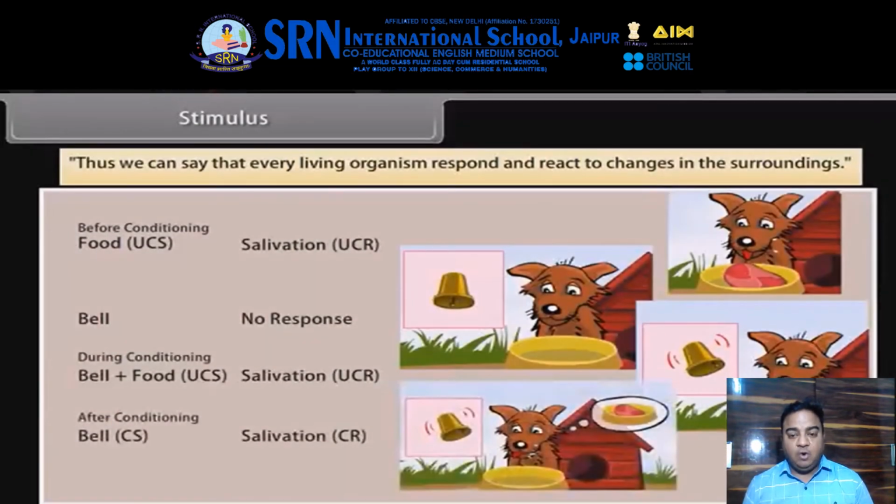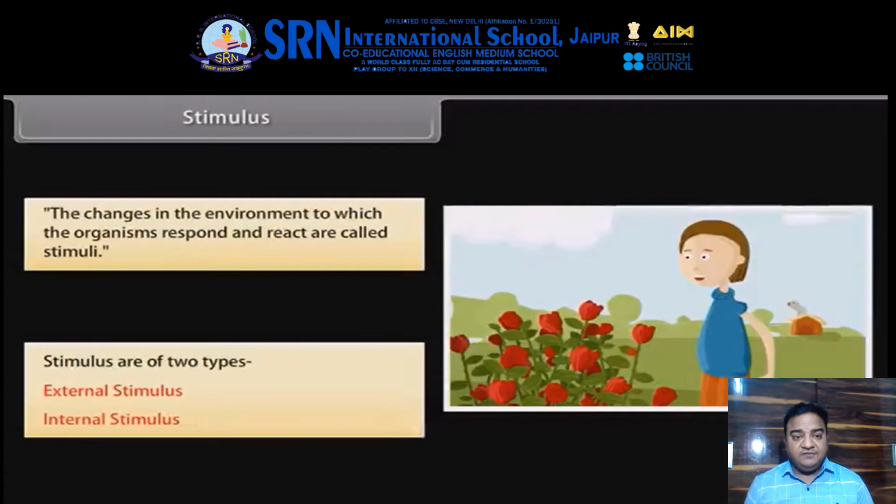Now let us see in this picture that a puppy is there and saliva is coming out from the mouth of the puppy because he is seeing the food, and as he sees the food there is salivation. So here the stimulus is the aroma or the smell coming out of the food because of which the puppy is salivating. So we can say that every organism responds and reacts to the changes in the surroundings, and that is called a stimulus. Another definition of stimulus is any change in the environment to which the organism responds, also called stimuli.